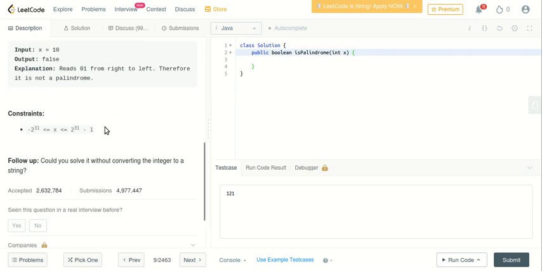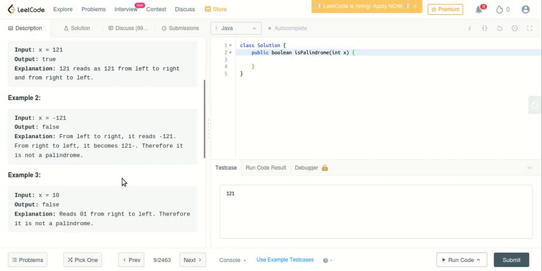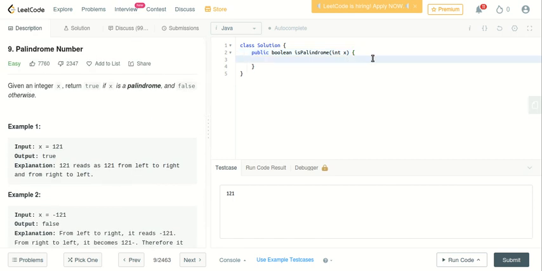One follow-up question here is, could you solve it without converting this integer to a string? So let's try to solve the final approach, solving this problem without converting it into a string. Okay, so how would we go about it? First is the negative condition. If x is less than 0, in that case we already know that this would not be a palindrome, we would return false.